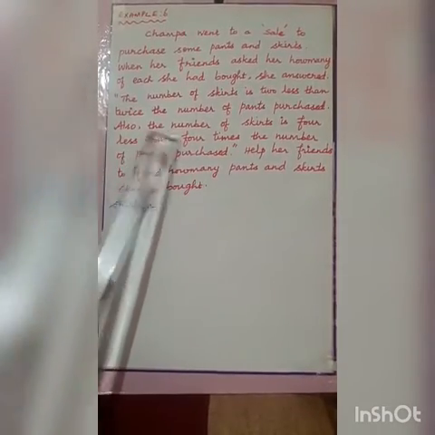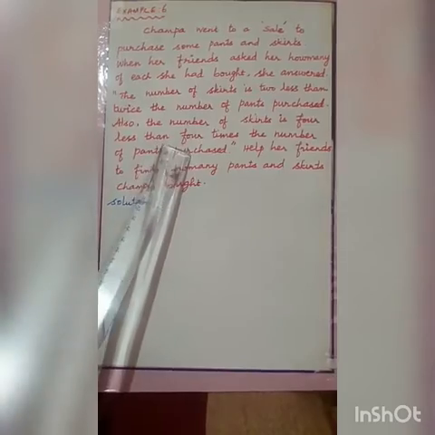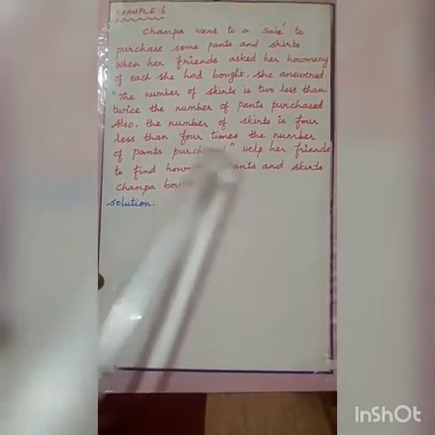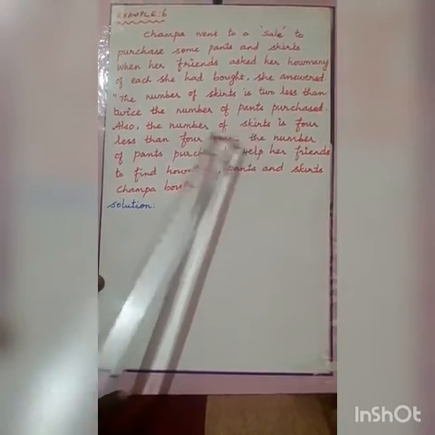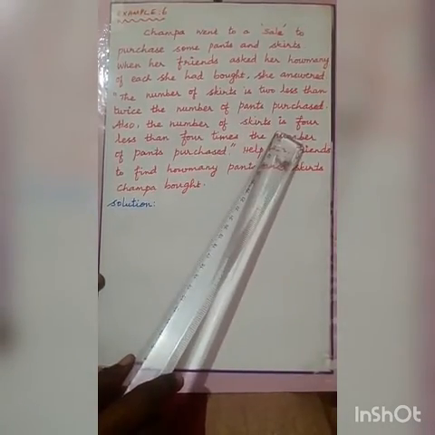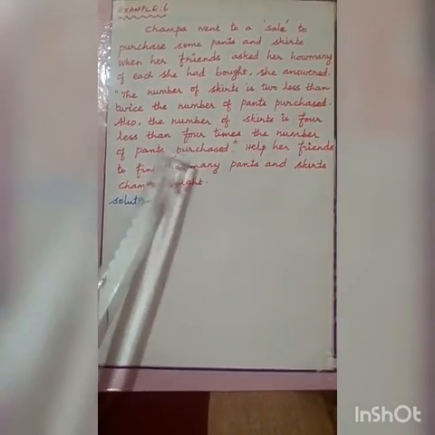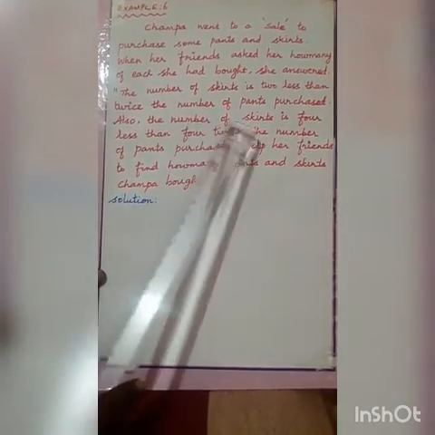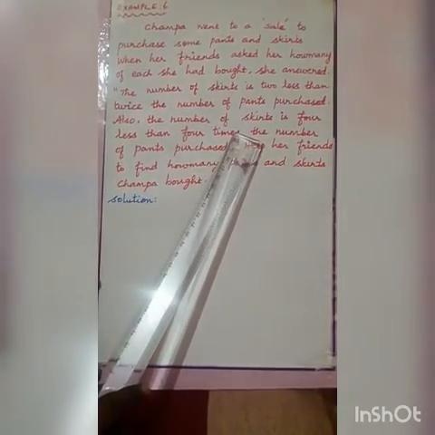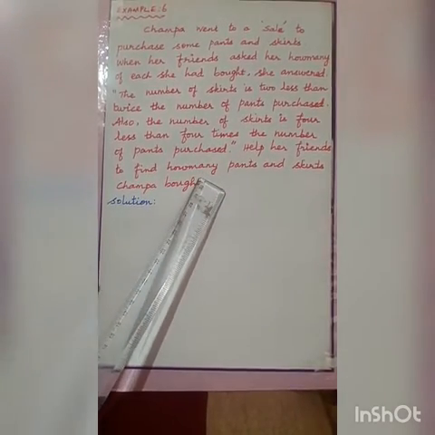And then also, the number of skirts is 4 less than 4 times the number of pants purchased. The number of skirts is, therefore here also x is equal to 4 less than 4 times the number of pants. 4 times means 4y. Therefore 4y minus 4. The second equation is x is equal to 4y minus 4. Here we get two equations and then you have to solve for the answer.